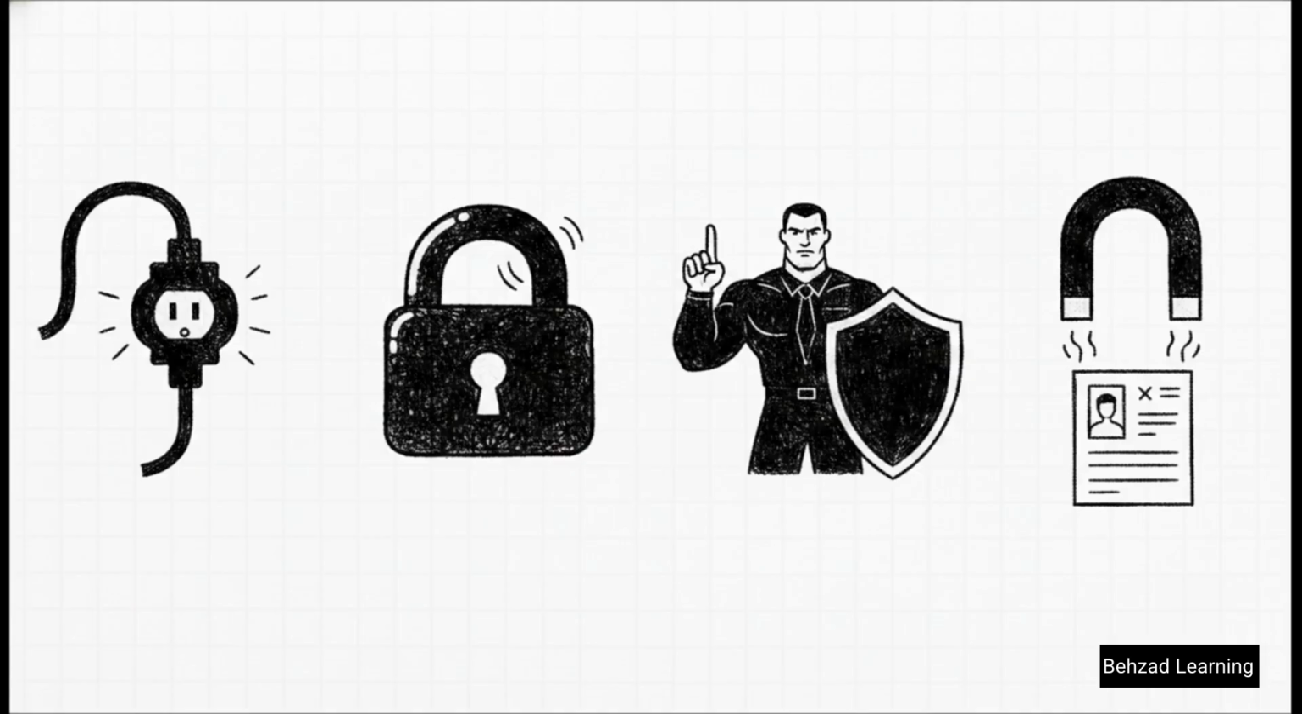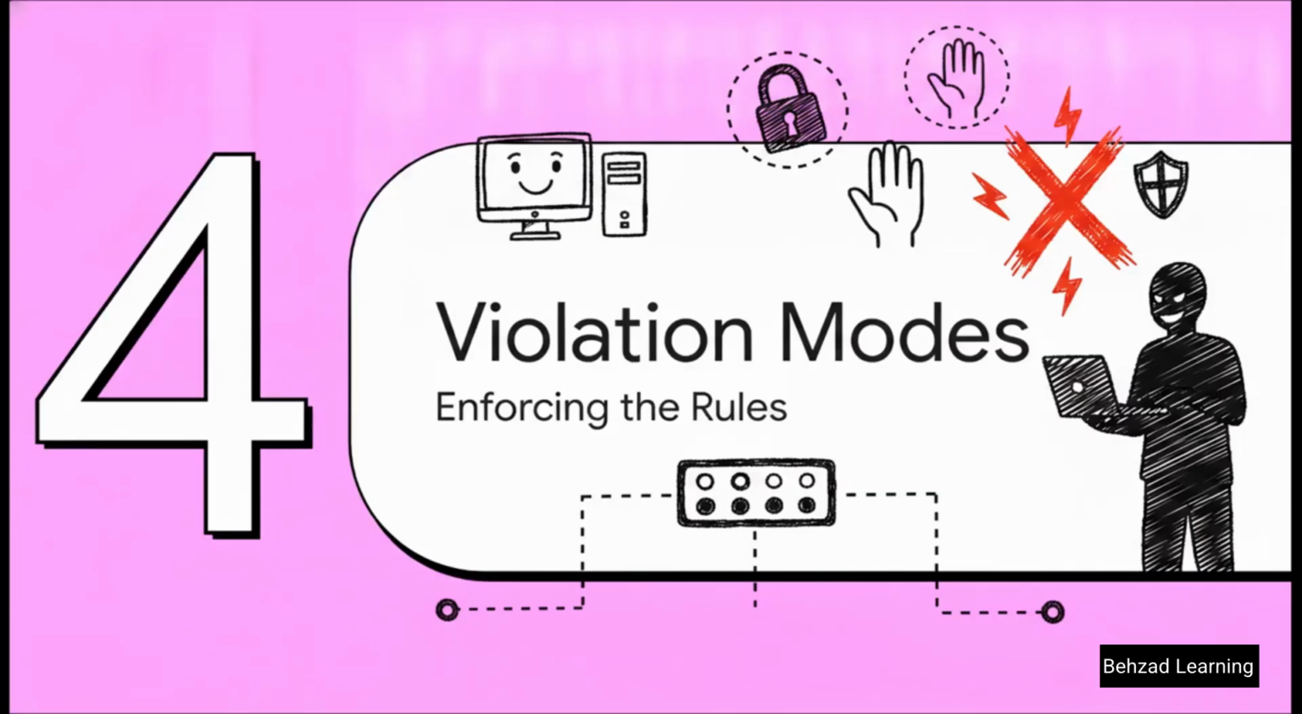Finally, we use switchport port security mac-address sticky to tell the switch to dynamically learn and save that one allowed MAC address permanently. All right, guest list is configured. But what happens when an uninvited guest actually tries to crash the party? That brings us to Section 4, Enforcing Rules with Violation Modes.